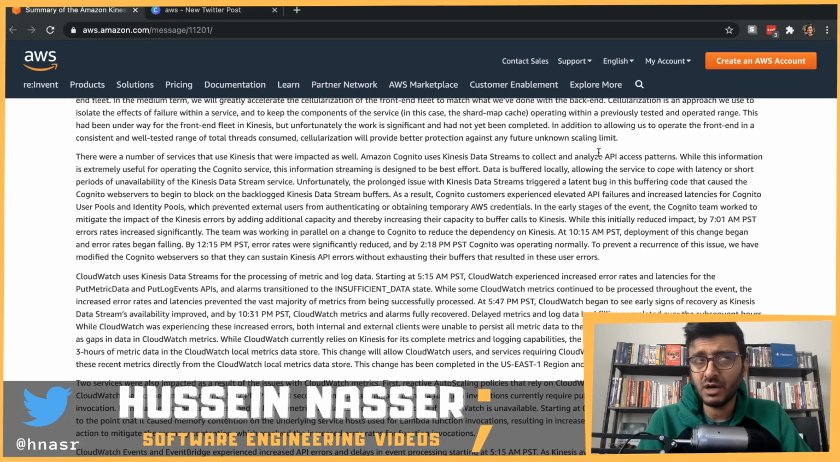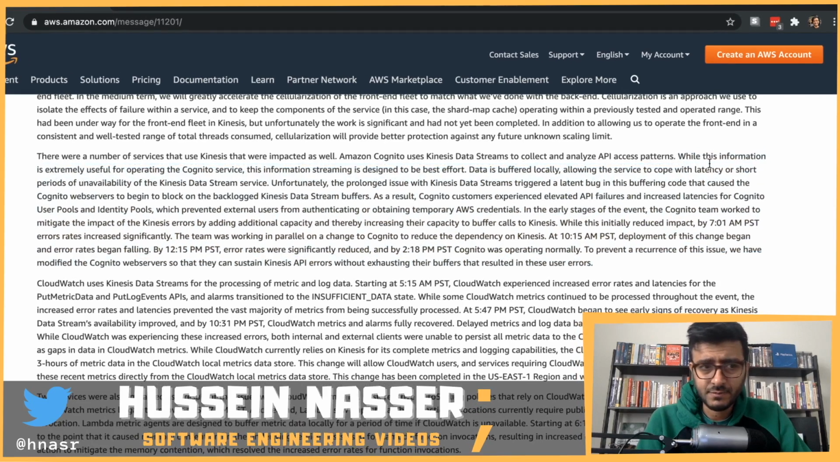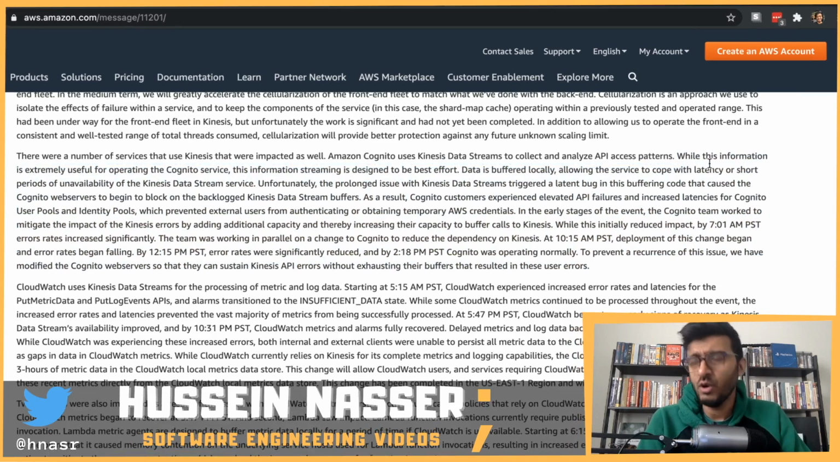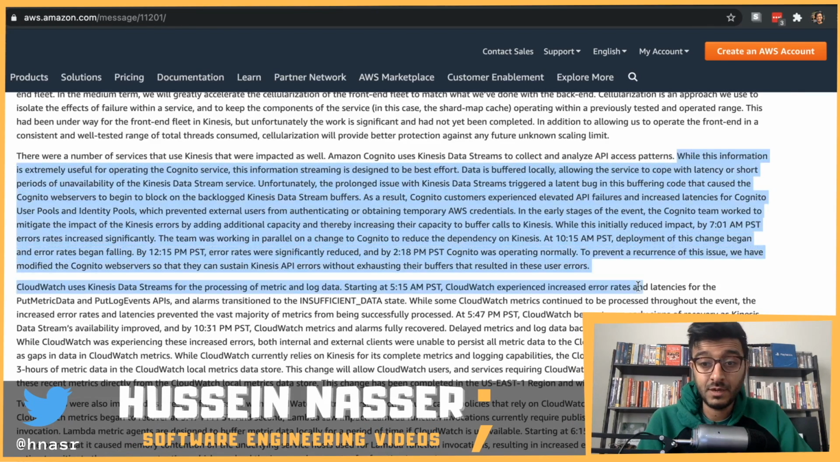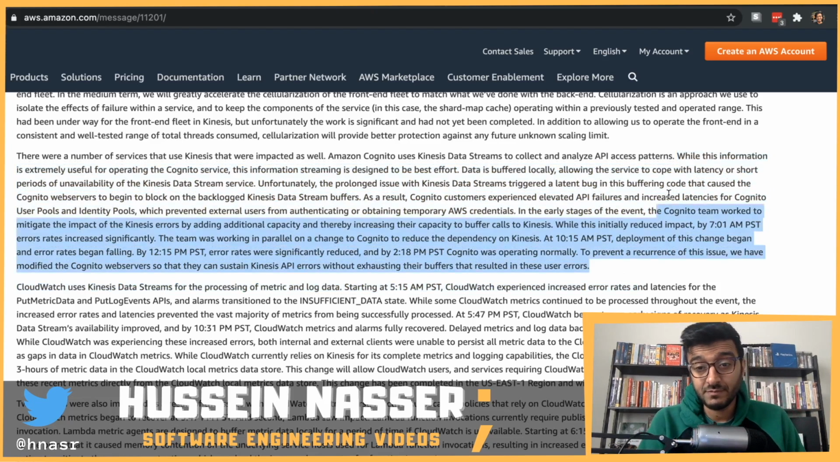Can you guys opt out of this as a customer? For people who use Kinesis, let me know in the comment section. Can you opt out of this analysis of the API pattern? Do you even know that they are doing this, the analysis of the API access pattern? I don't think you can opt out. They just want to optimize, so they analyze these patterns, API access.